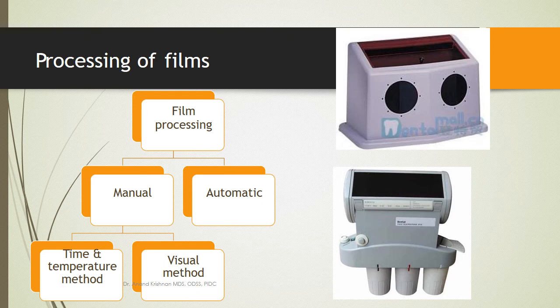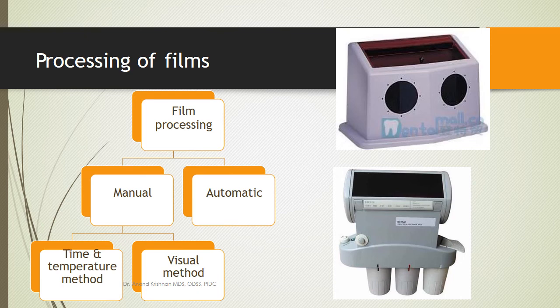Film processing is done using chemicals called fixer and developer. To do this processing, you have two major methods: one is manual processing, and another is automatic processing. We have automatic processors, but here, for the sake of learning, we do manual processing. In manual processing, again, you have two methods.